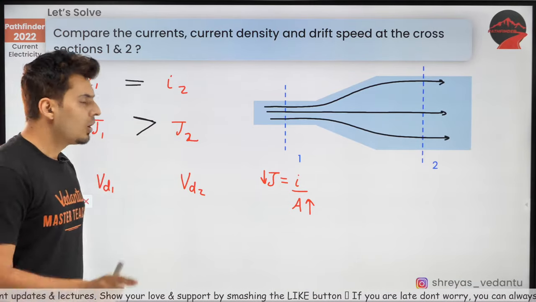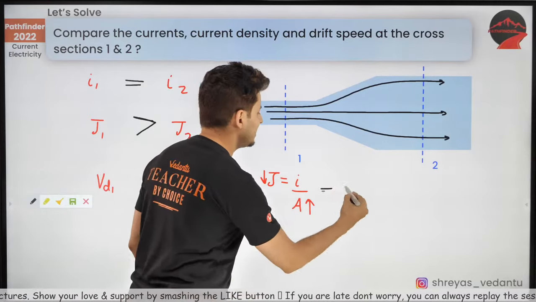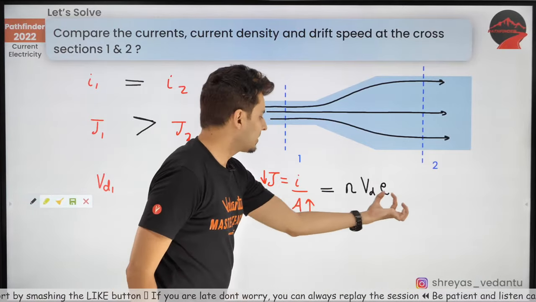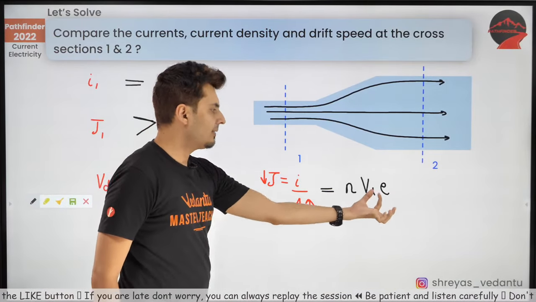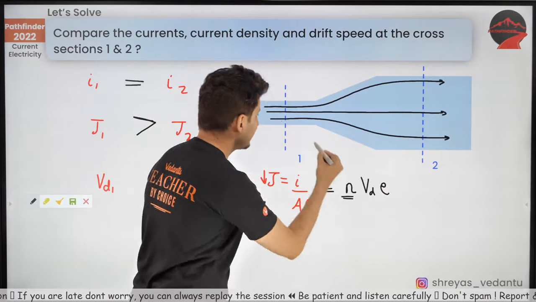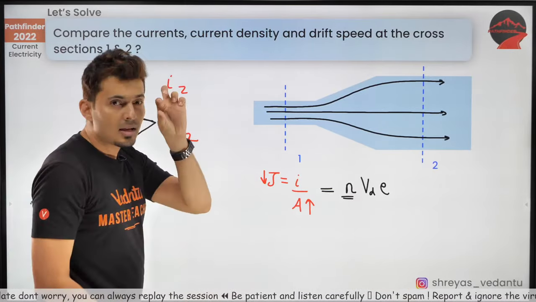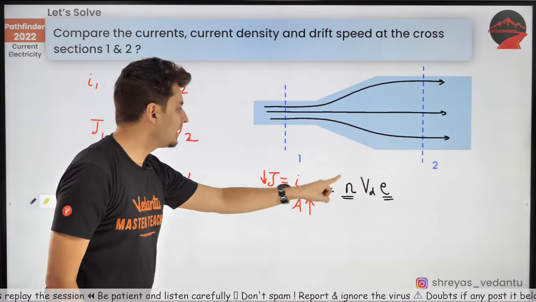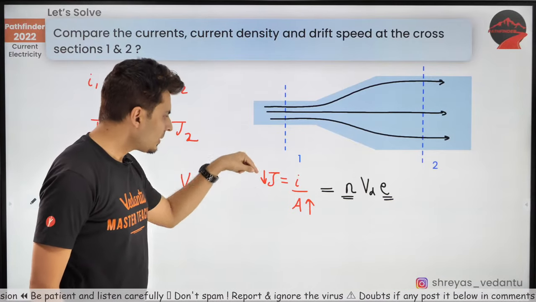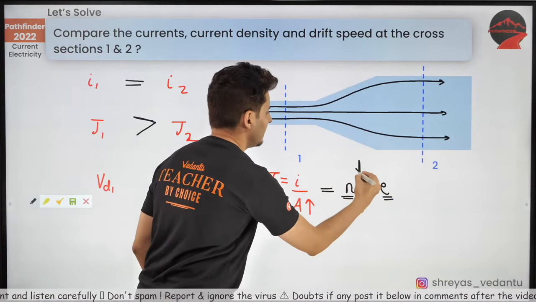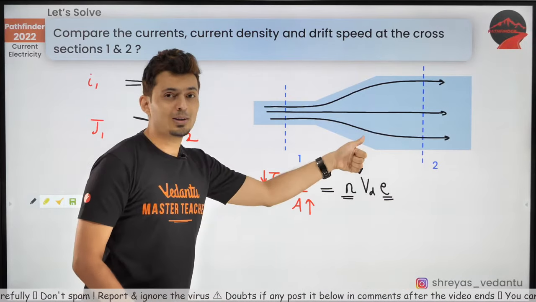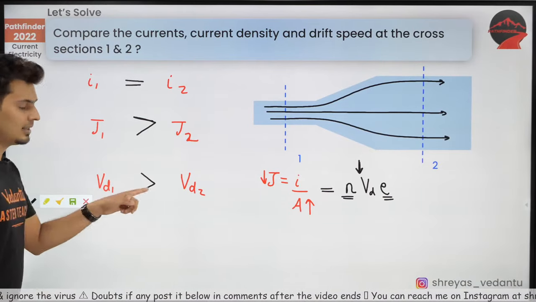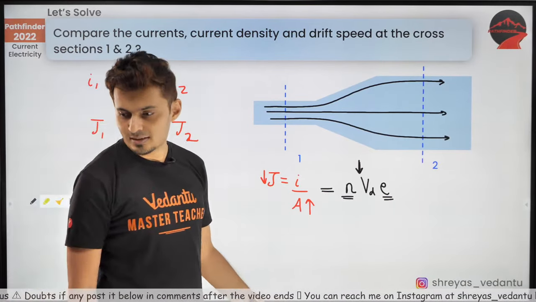Next up, drift speed. For drift speed, I just gave you a formula. J is equal to NVDE. That A was there downstairs. So current by area is NVDE. So think about it. N is the same no matter where you go, the number of free electrons per unit volume. E is also constant. So drift velocity is dependent directly on J. So if J is less, even drift velocity will become less. If J is more, even drift velocity will become more. And hence, the answer for that will be same as the answer for the above one, and hence, I should put this symbol. I hope this is clear.